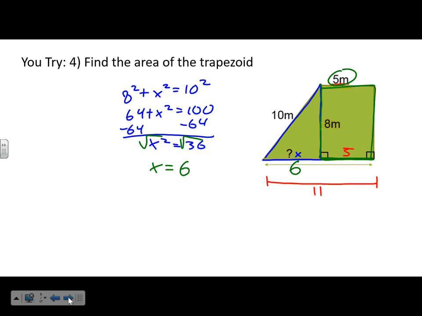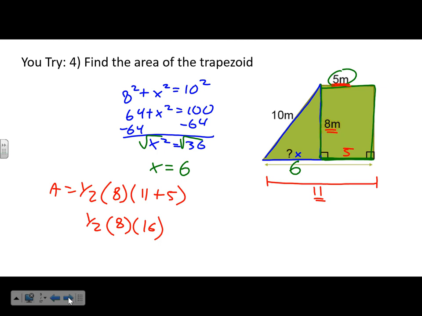So now we have one base, two bases, and our height. So now we can plug that in. 1/2 times 8. I like to put the height first. Then the base is 11 plus 5. So that's 1/2 times 16. 0.5 times 8 times 16 is 64. That'd be meters squared for this one.